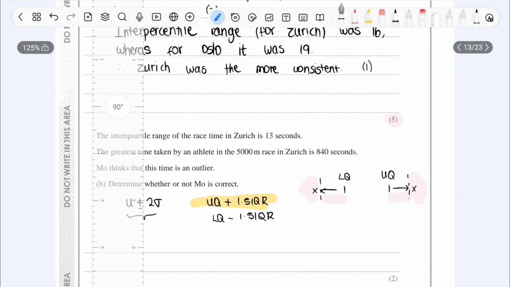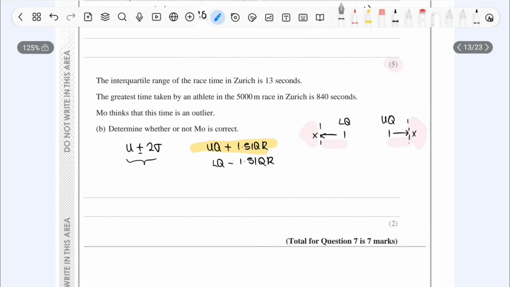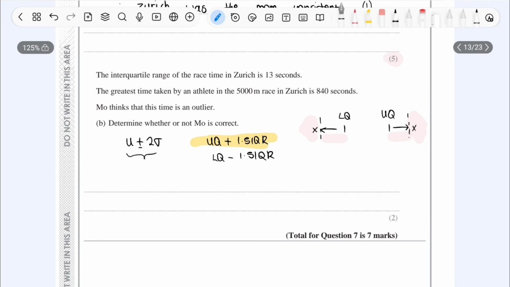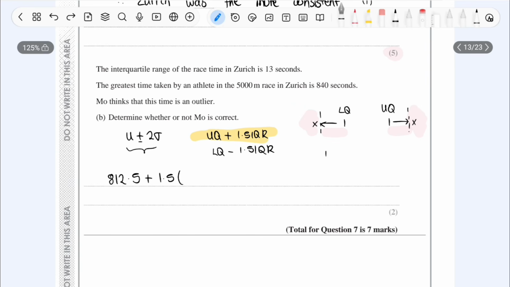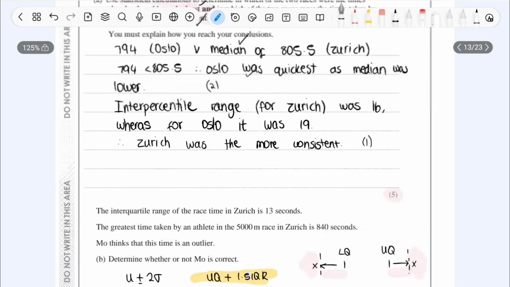Anyways, so we need to look at the last one. We just need to substitute a value for the upper quartile, which we now know to be 812.5. We need to add 1.5 lots of the IQR. The IQR is going to be 812.5 minus something, but we don't know what that is yet because we haven't found the lower quartile.